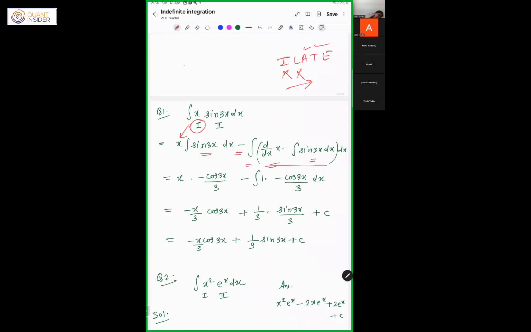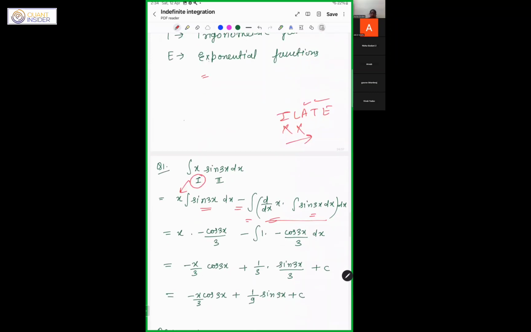So in this, the integration of sin 3x is what? Minus cos 3x upon 3. Do you know how this is minus cos 3x upon 3? Actually, I have also mentioned the formula for integration of sin(ax + b).